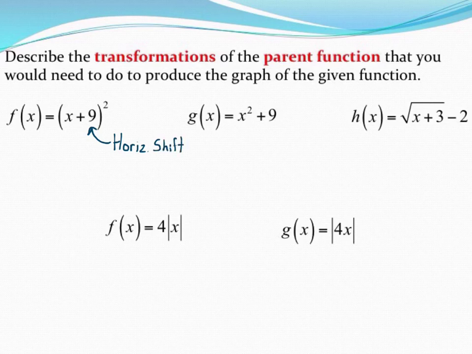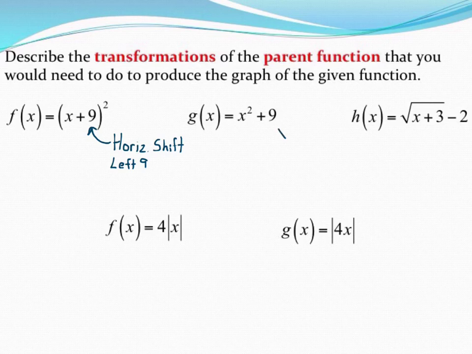And the horizontal shift always does the opposite of what it looks like it's going to do. So if I'm seeing adding 9, I would normally think of moving to the right. This is actually backwards of what it will do. And so this will actually be a horizontal shift left 9 spaces. The horizontal shift always does the opposite of what it says.